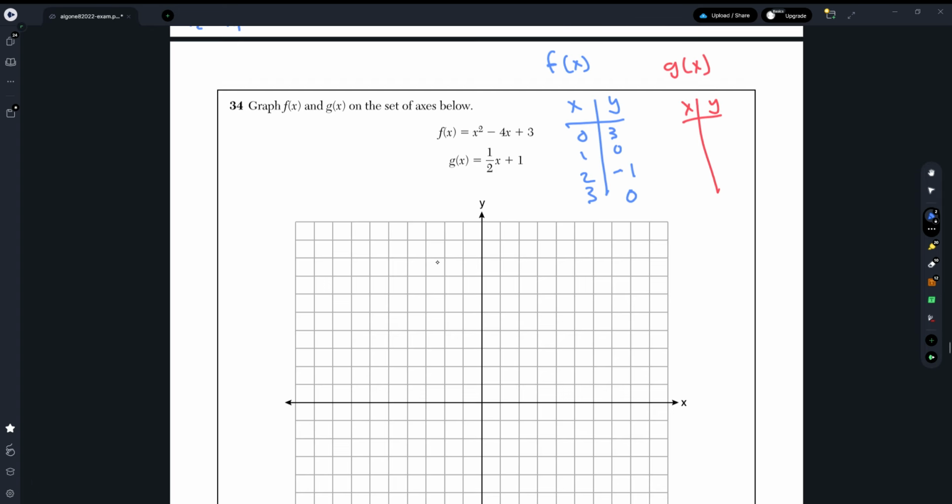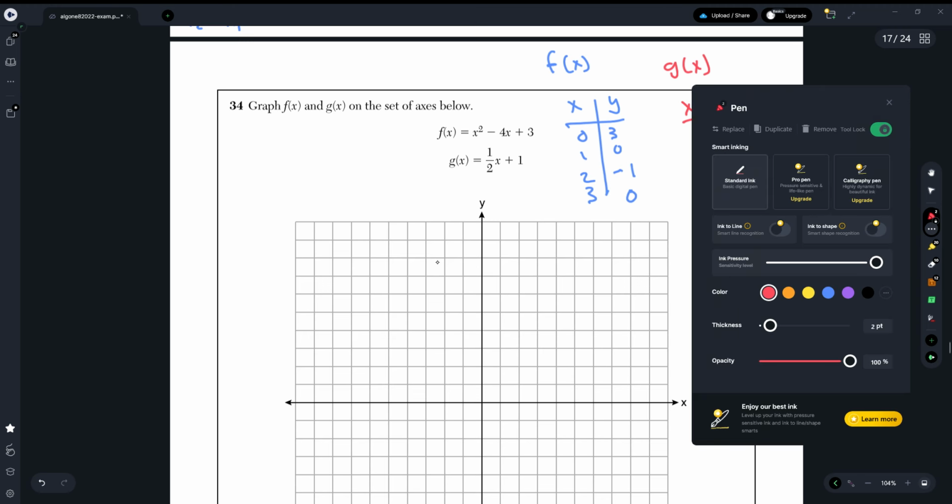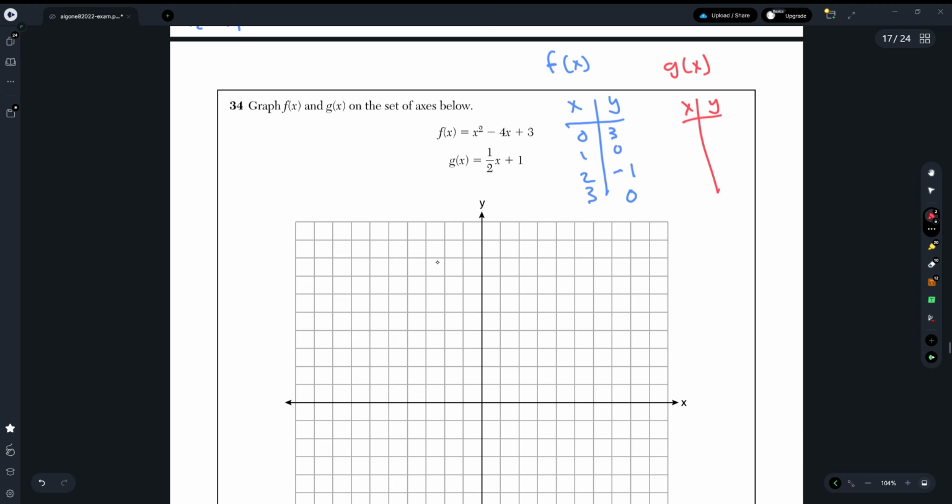Okay, and now if I look at my second graph, I'm going to start from 0 also. So at 0, my graph is 1. Then at 1, it's 3 over 2. Then at 2, it's 2. Then at 3, it's 5 over 2. And so on and so forth, right?